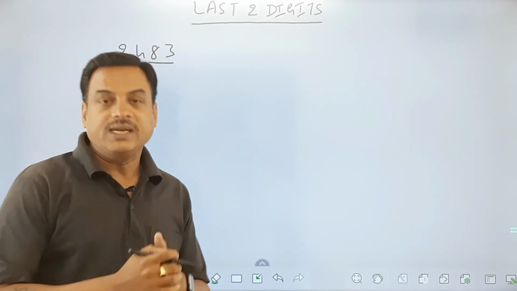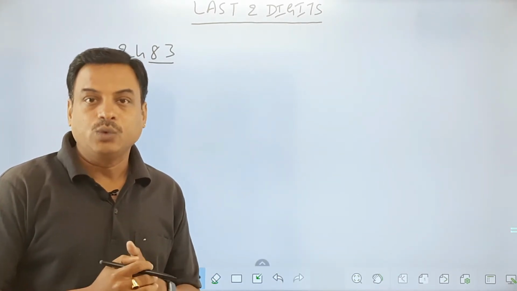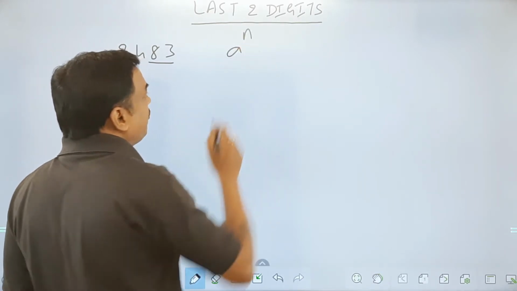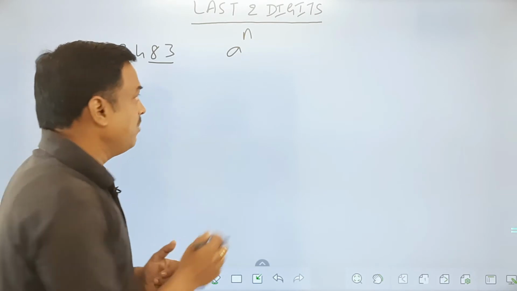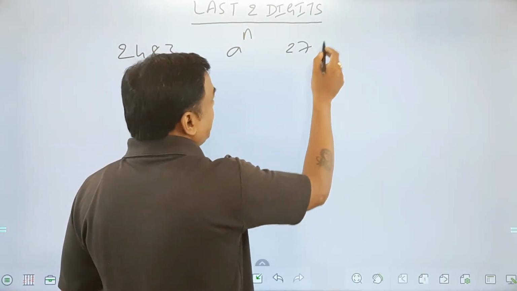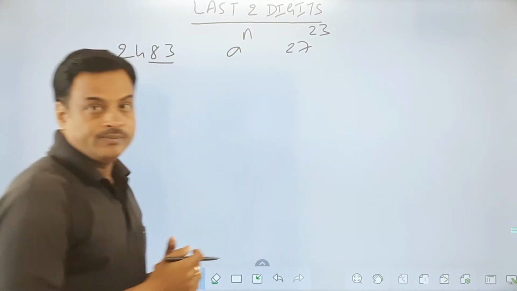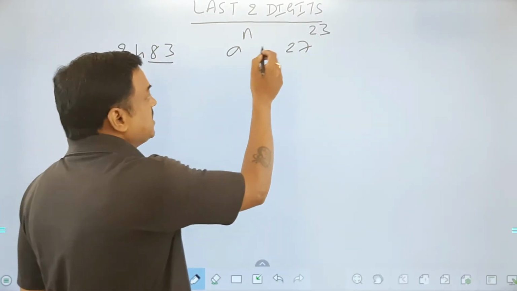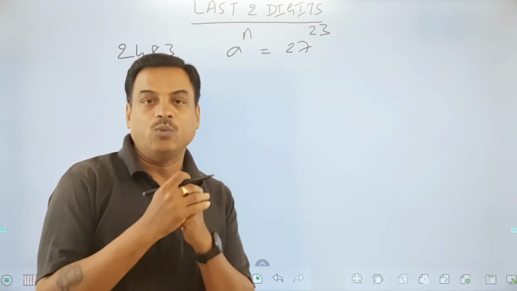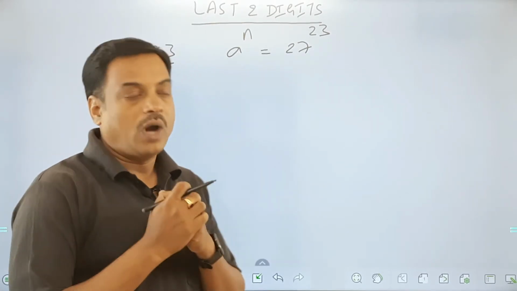So my agenda today is to find the last two digits for any number in the form of a to the power of n. Say for example, find the last two digits of 27 to the power of 23. I want to find the last two digits for 27 to the power of 23. Then what is my method? So how do we find it?